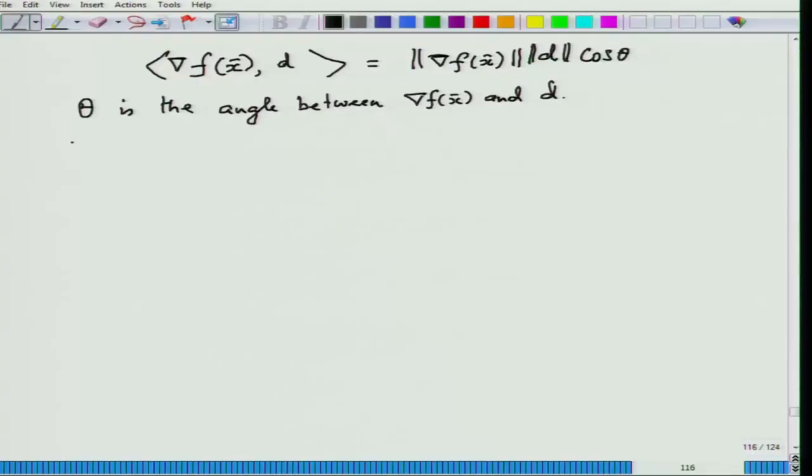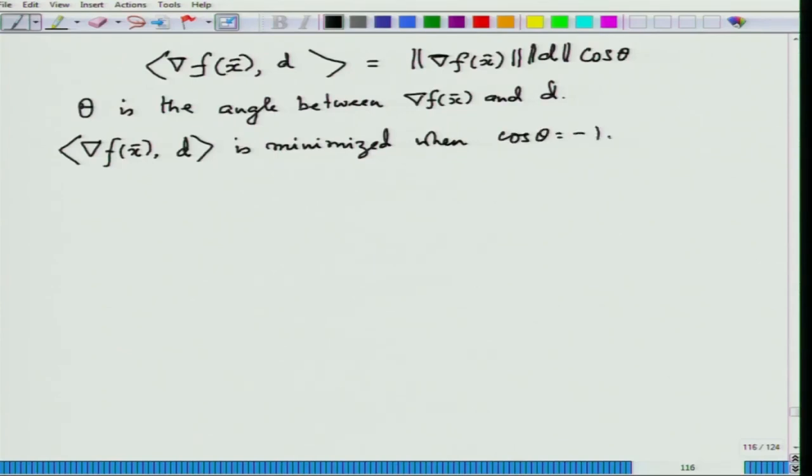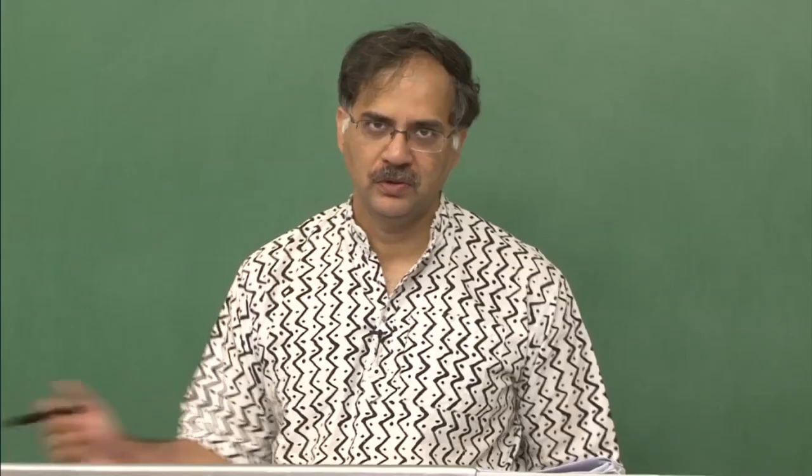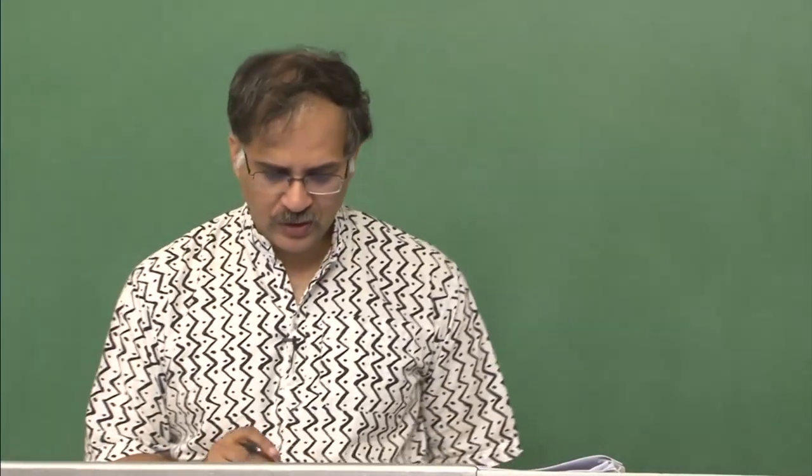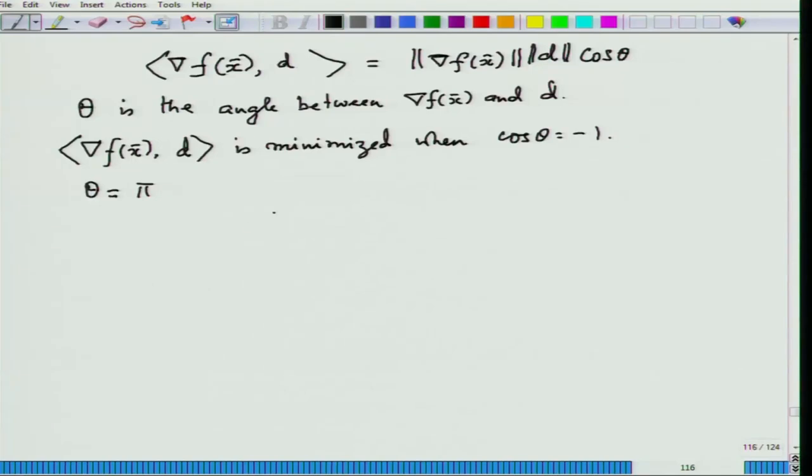So, grad f x bar d is minimized when cosine of theta is minus 1. So, when cosine of theta is minus 1, theta is equal to pi. Is theta equal to pi or some multiple of pi? So, pi, 2 pi, 3 pi, 4 pi, whatever. Cos theta is minus 1 at pi, because cos theta will come down to pi and go up, and will again come down to minus 1 at 2 pi.